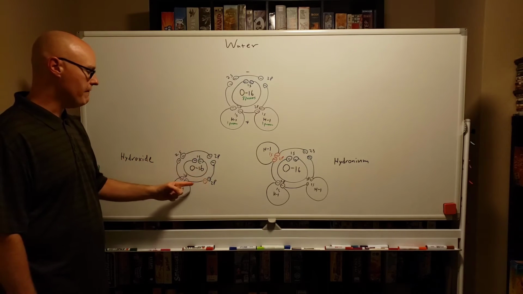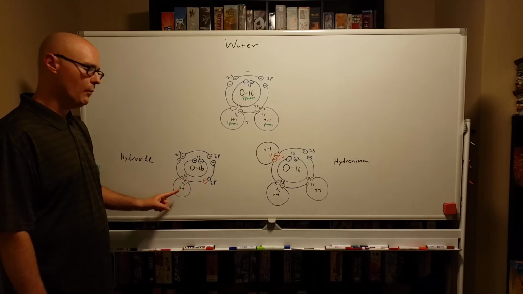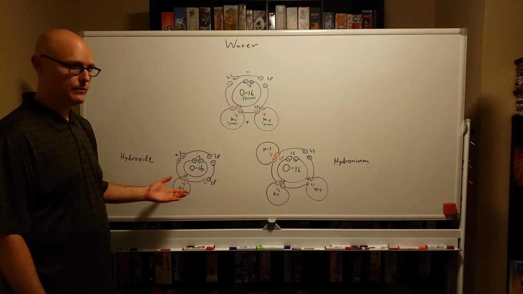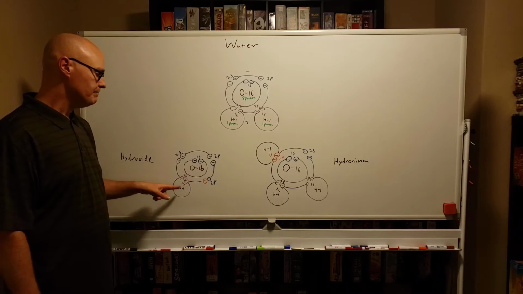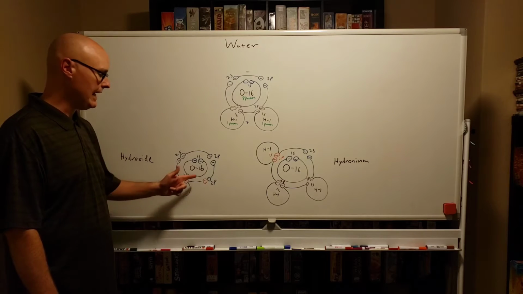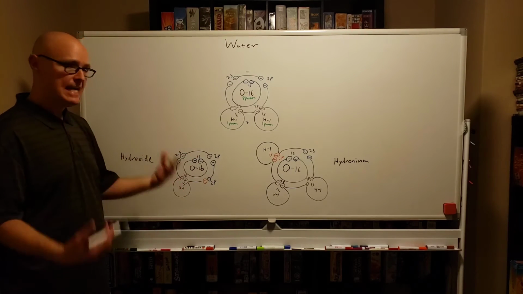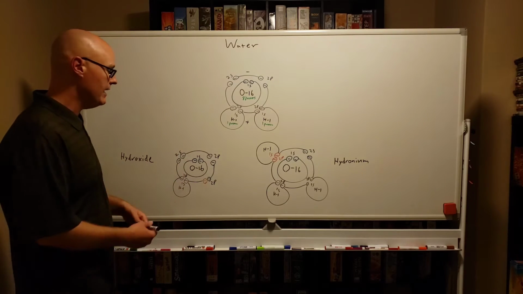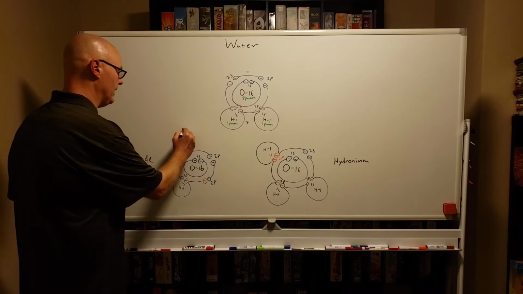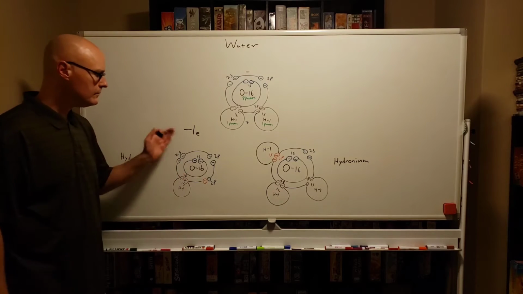I still have a full outer shell on my oxygen 16. I still have a full outer shell on one of my hydrogens. However, now I have an imbalance in the charges, right? I still have 10 electrons. However, now I only have 9 protons, right? 8 plus 1. I have 9 protons, which means I have an overall negative charge. I have more electrons than protons. So I'm going to have a 1 electron charge, right? So a negative 1 e charge, right?